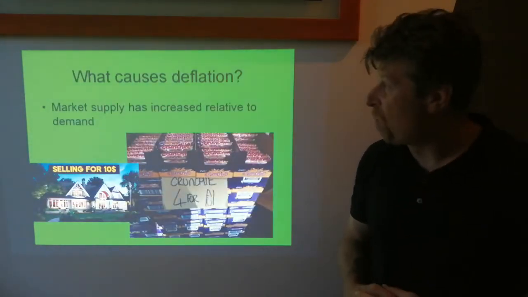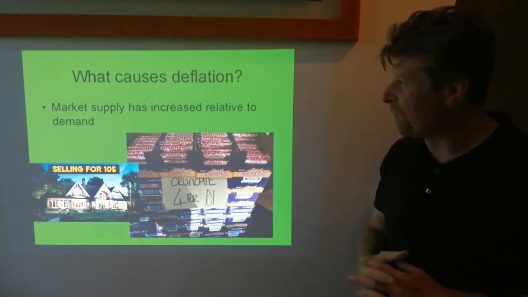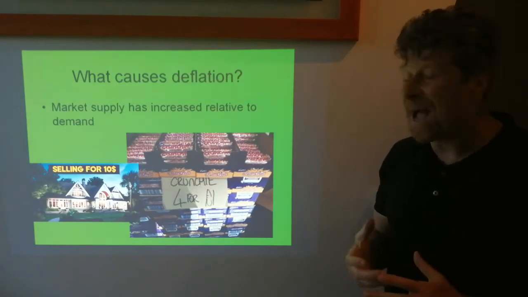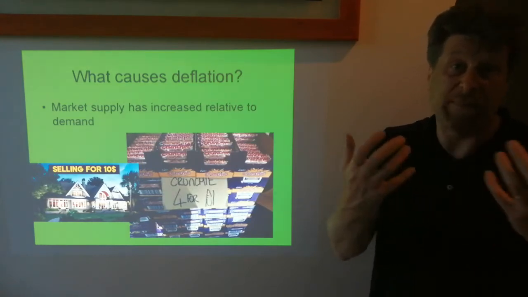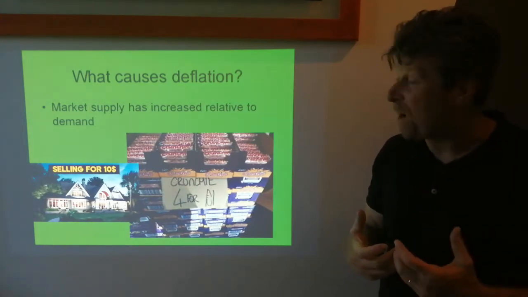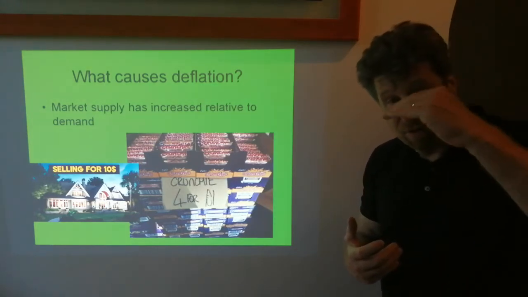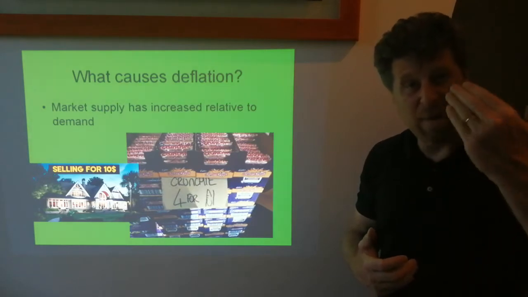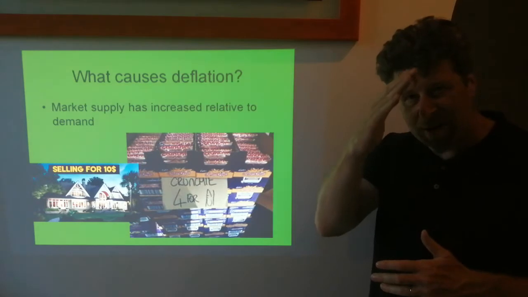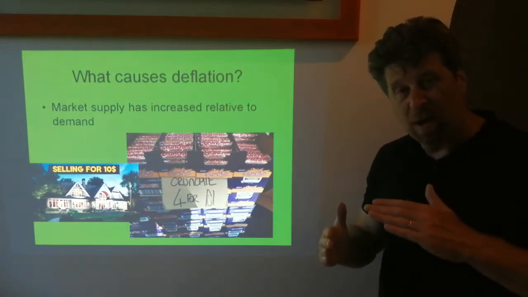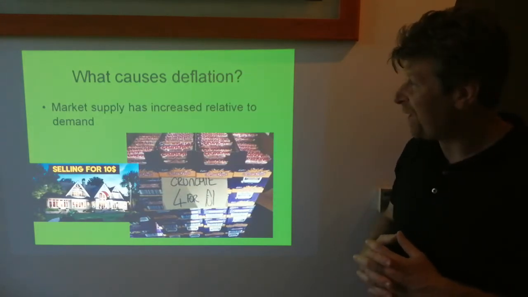Now, what causes deflation? One of the big problems is that supply has increased relative to demand. If supply increases but demand increases too, it's not a problem. But if supply increases and demand doesn't, or increases less, prices will go down. If we remember our market forces diagram, imagine the demand stays the same, but supply increases, prices go down in that case.